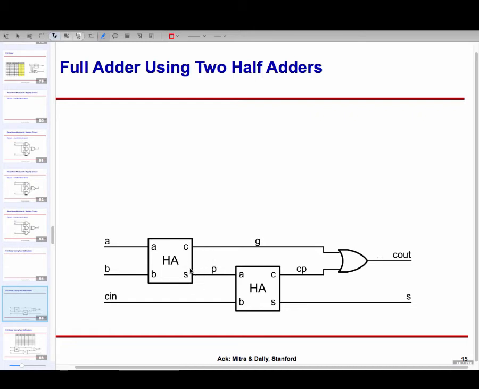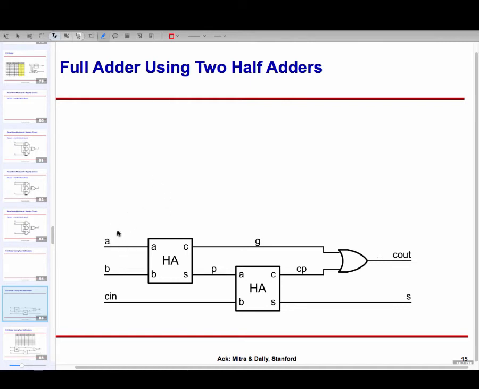I take this sum bit, and now I use another half adder to which I feed the carry in, and now what this would give me is the sum bit. So this sum out here is going to represent A plus B plus C in, and then I'm going to get two of these outputs out here, and if either one of them is true, it's a carry out, which is one. So let's see why it works out, okay?